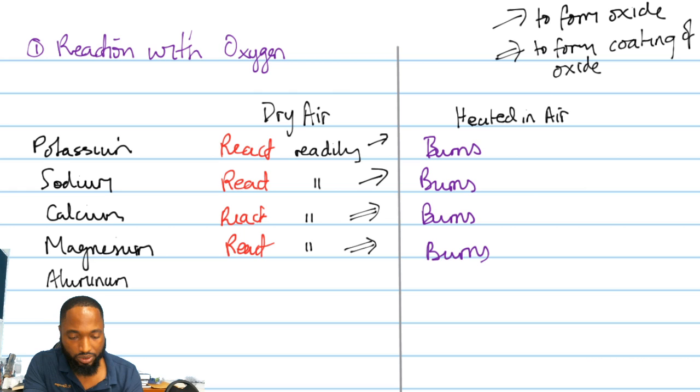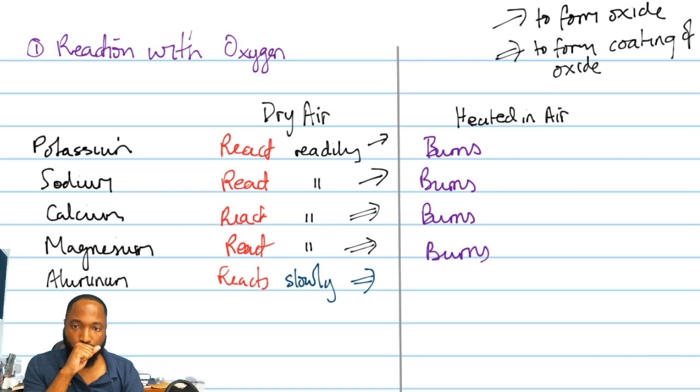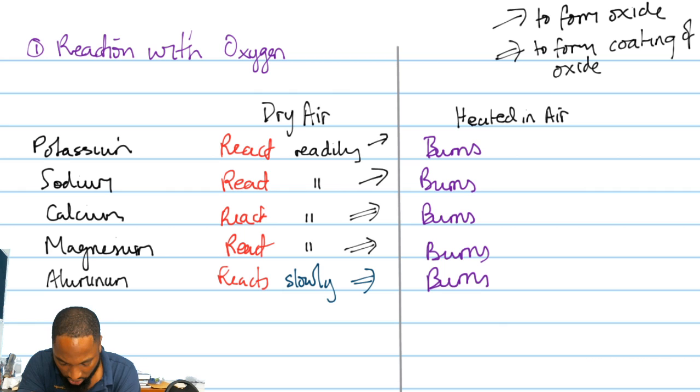So this also reacts, but we're not going to say readily. We're going to say slowly, to form a coating of the oxide, right? So these were potassium, sodium, calcium, magnesium, aluminium. Burns. This one burns. The first two burn vigorously.